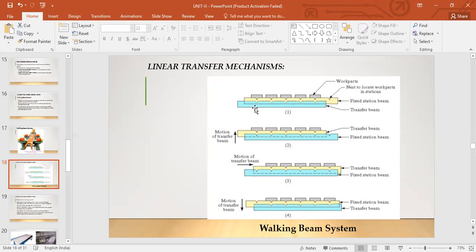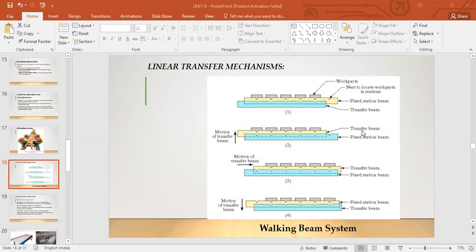What it does is lift the work parts. I'll show you what is happening here. It will lift it like this in one operation. In the other operation, it will move in this direction, and then it will come down. So you have moved this distance, right? Lift it, move, and place it down. That's what is happening here. Motion of transfer beam: lift it up, move it to the right, take it down. This transfer beam is what is moving and transferring these work parts, one after the other. We'll see a video that will clarify.